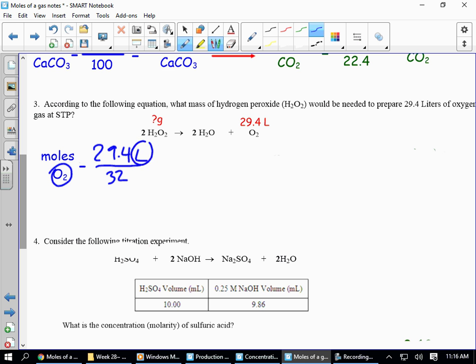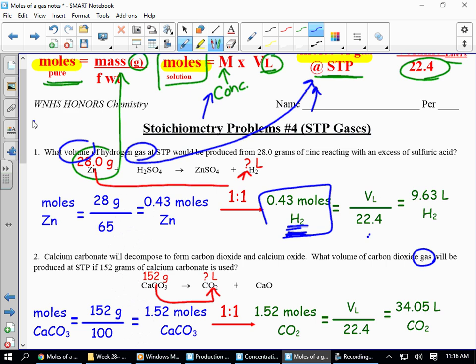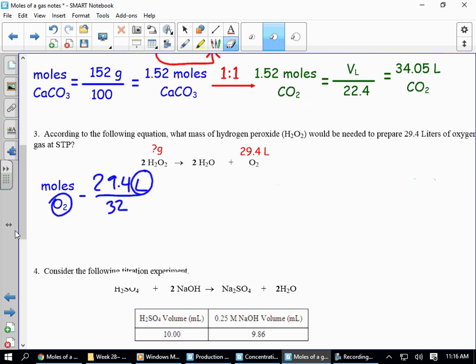Because we have liters here. I can't put liters over formula weight. If I have liters of a gas, I need to put it over 22.4. So that's a common mistake that people make. If you did that, go back and erase it. We want to divide this by 22.4. Pause the program and try that again. When you get that, you get 1.39 moles of O2.